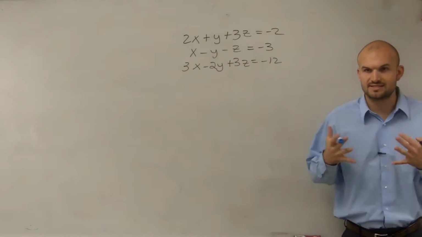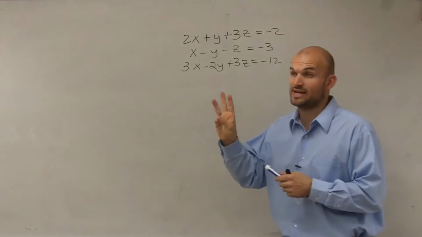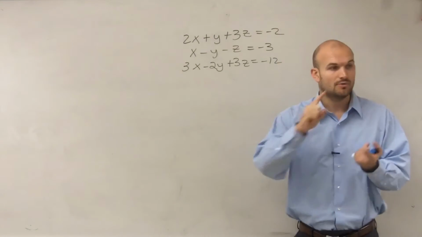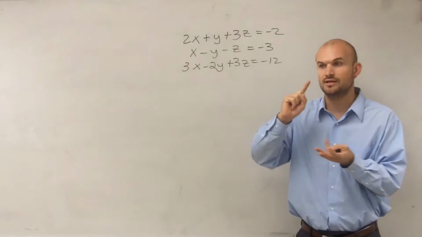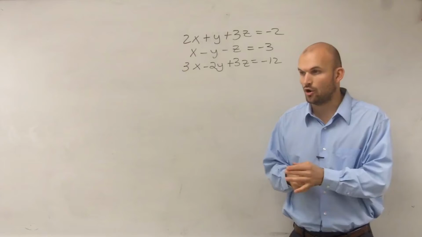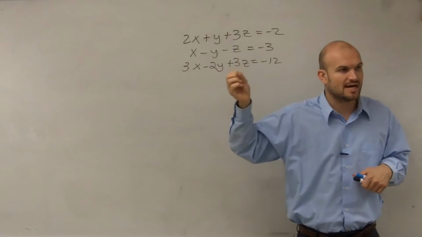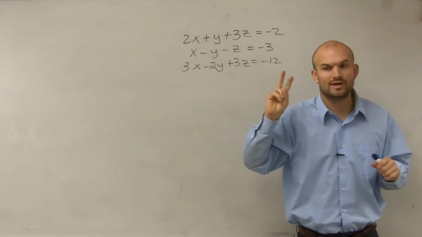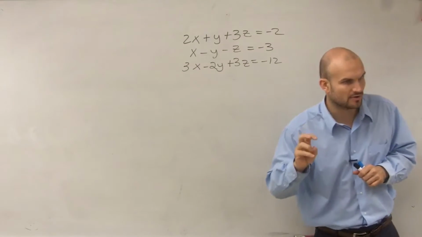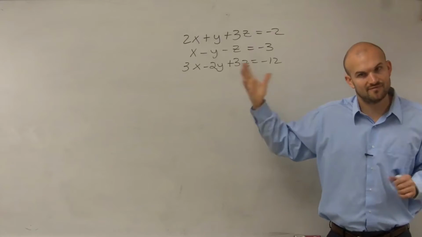Remember, when dealing with a system of equations with 3 variables, we've learned 3 different processes for solving a system of equations with 2 variables. We learned elimination, substitution, and we also learned graphing. Right? So our main goal is to take this system of 3 equations and break it down to a system of 2 equations with 2 variables. All right? So to get it down to 2 equations and 2 variables, what we first need to do is get rid of a variable.